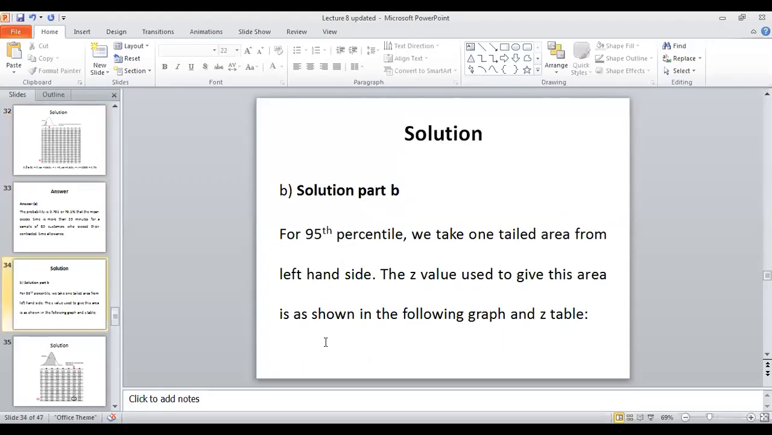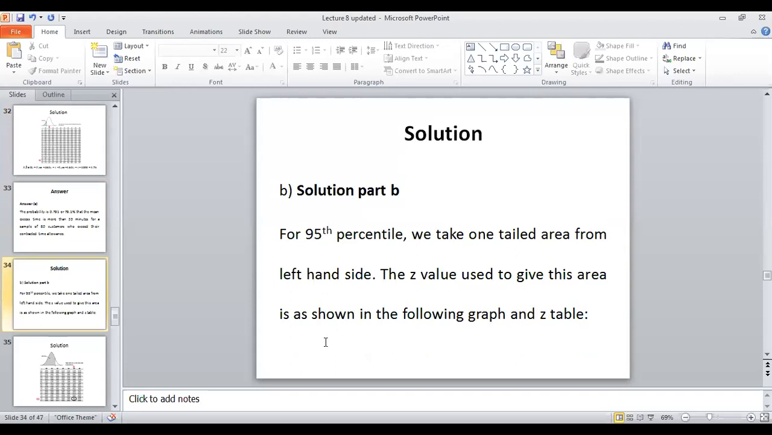Now, part B of the solution is similar to the one for the previous question. You have to find that x bar, or that sample mean, which corresponds to 95% area of the normal distribution, or of the sampling distribution of the mean. So for the 95th percentile, we take the one-tailed area. We always do this using the one-tailed area, from the left-hand side going towards the right-hand side.